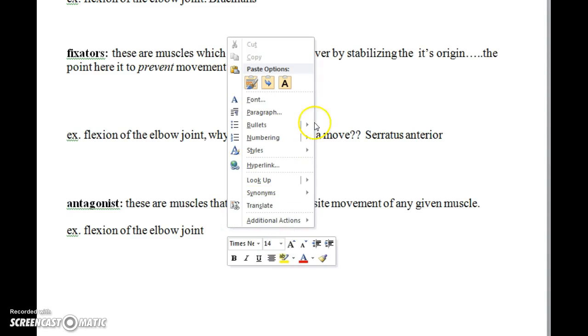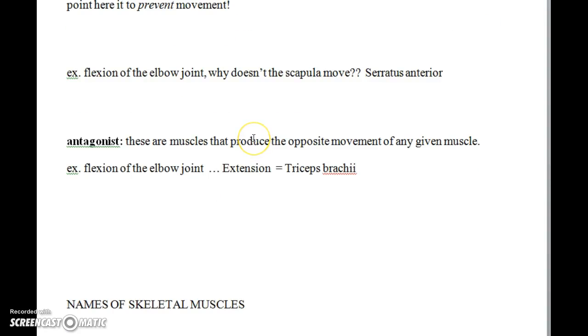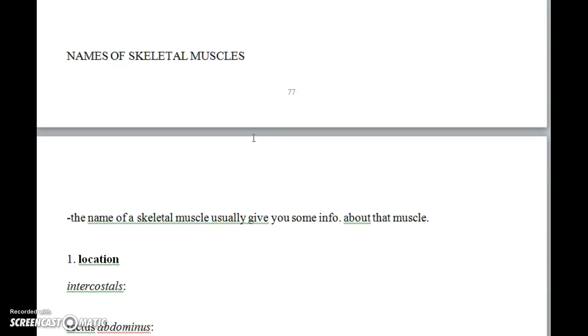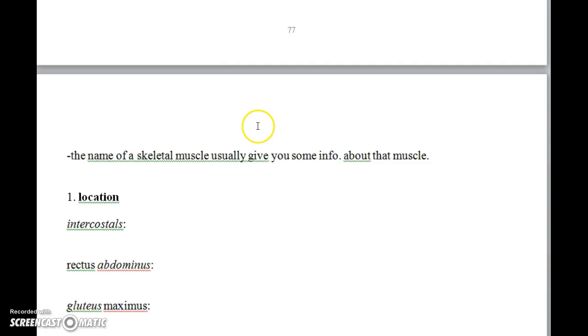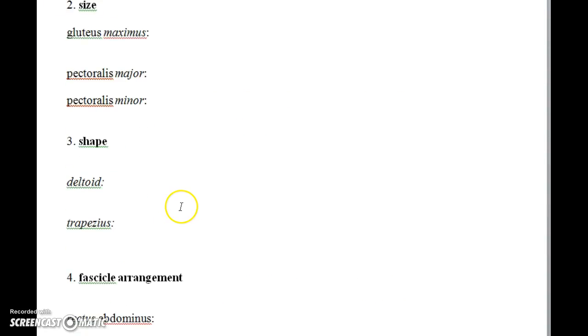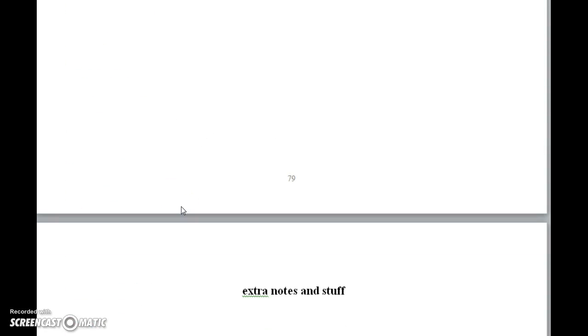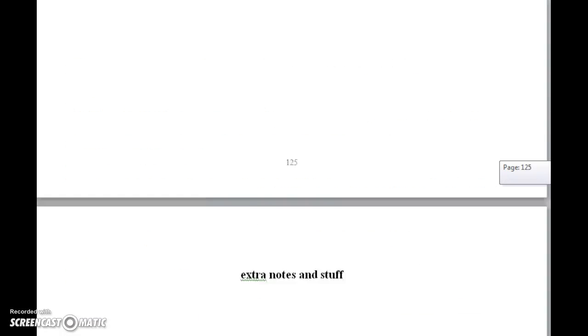Then remember the triceps brachii is the main muscle for that. And here, guys, after that, it's got the names of skeletal muscles. Remember, we did this stuff the other day already, and it's not going to be on the test. Those last 2 pages of notes, names of skeletal muscles, are totally optional and will not be on your lecture test. We just went over that to review for the muscle test.